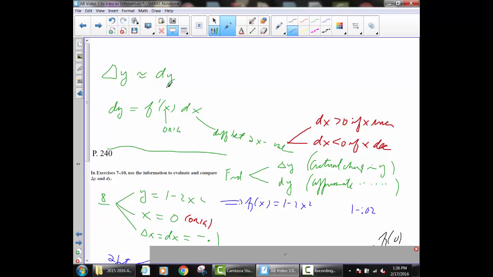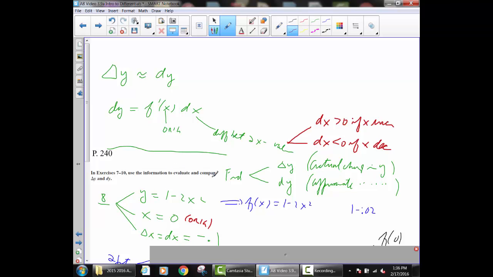Okay, so once again, same old, same old. Delta y is approximated by dy. dy is f prime of x dx. The x here is the original pretty x. This is the difference between the two x values. The dx will be positive if x is increasing, negative if x is decreasing. Remember, delta y is the actual change in y, dy is the approximate change in y.